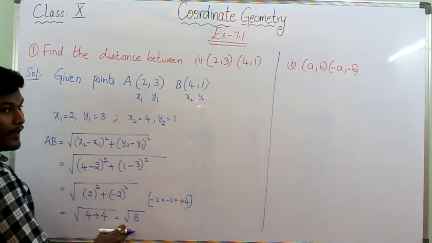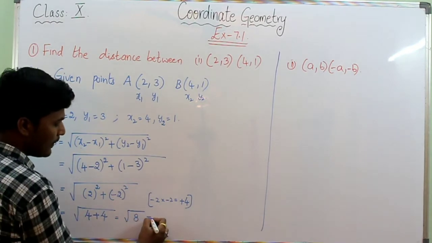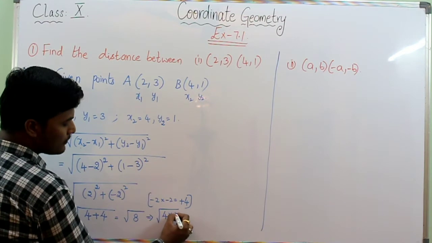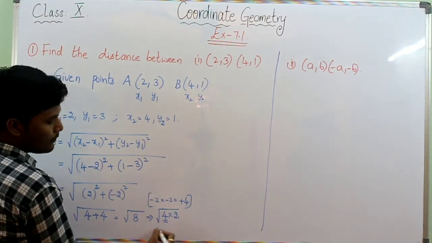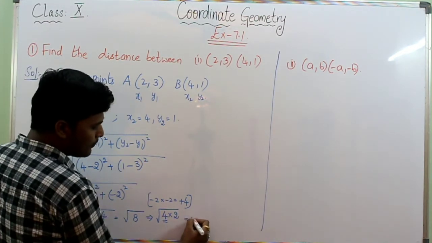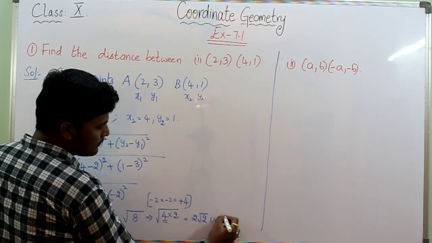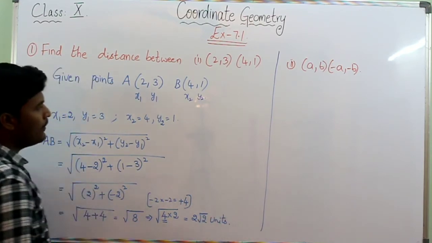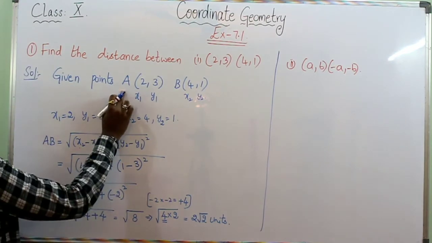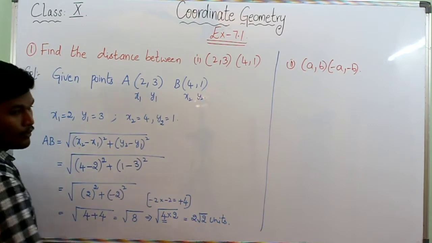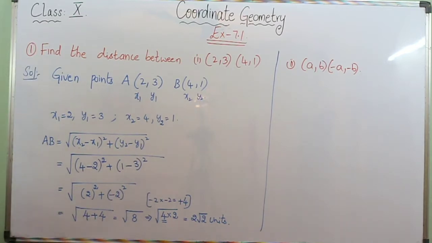Okay, this square root of 8 can also be written as, I can write this 8 as 4 2s is 8, right? So I am bringing this 4 outside, it will become 2, then I will be getting 2 root 2 units. Okay, so therefore the distance between A (2, 3), B (4, 1) is 2 root 2 units.